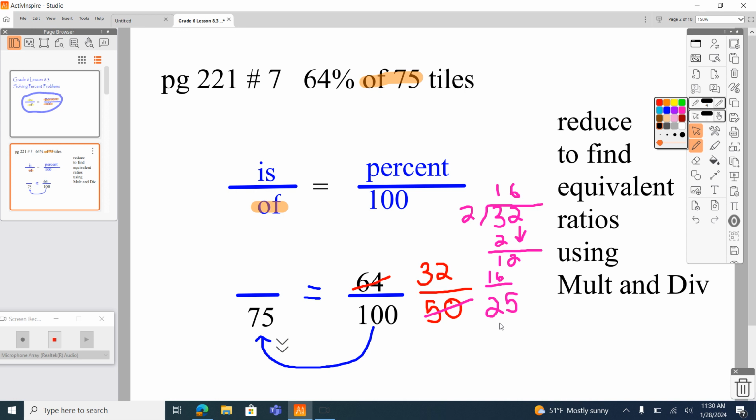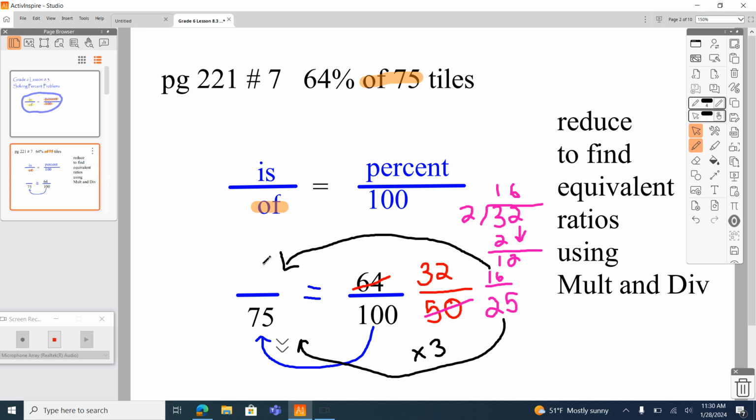25 times 3 is 75. So we're going to do the same thing over here. Might have to do this over to the side. 16 times 3. 6 times 3 is 18. 8, carry the 1. 3 times 1 is 3, plus 4 is 7, okay. So my answer is 48.